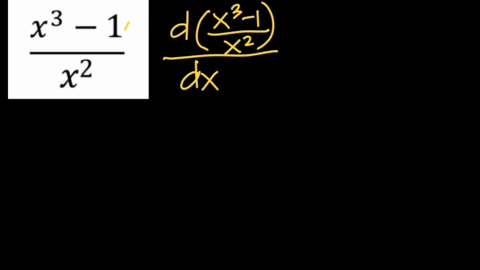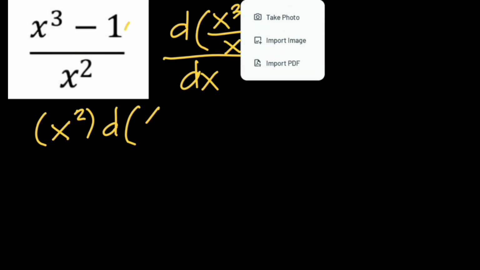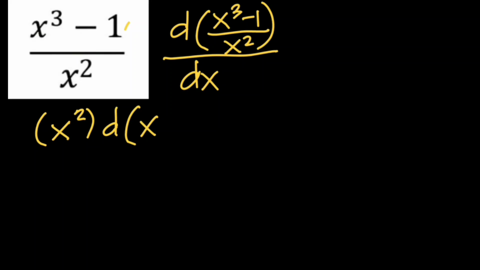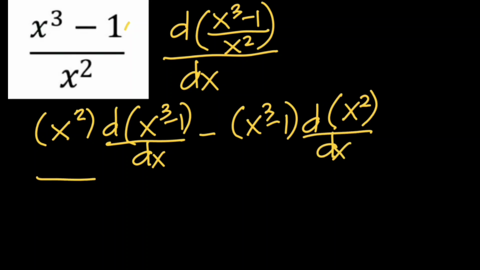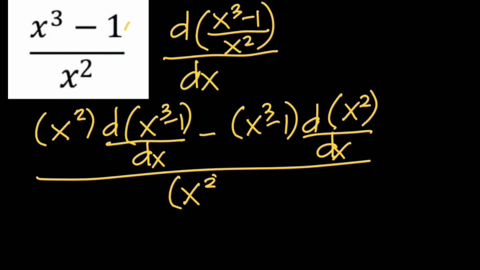And now we can apply the quotient rule. So this is low, x squared, times the derivative of the numerator, which is x cubed minus 1 with respect to x, minus the numerator, x cubed minus 1, times the derivative of the denominator, which is x squared, all over the square of the denominator.